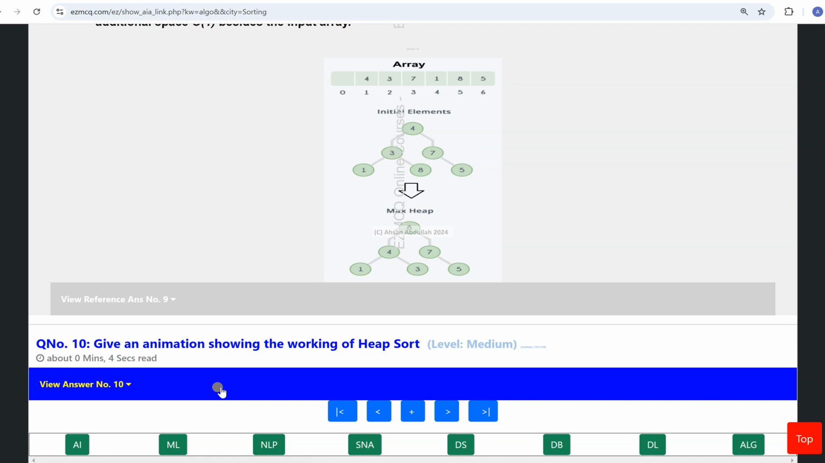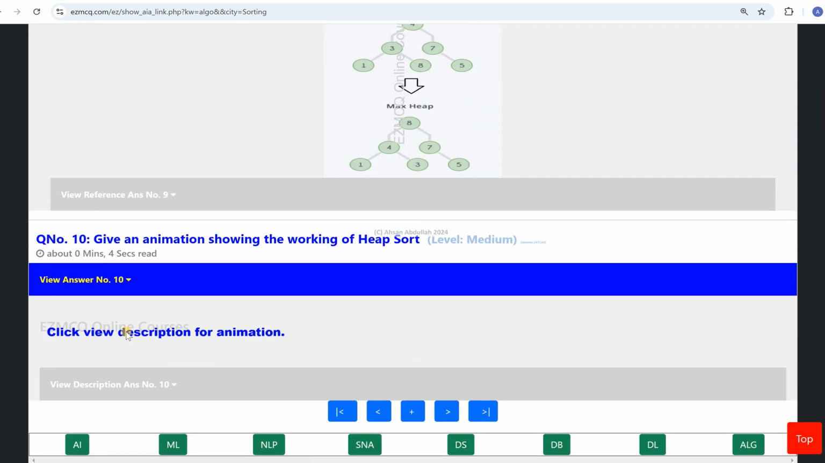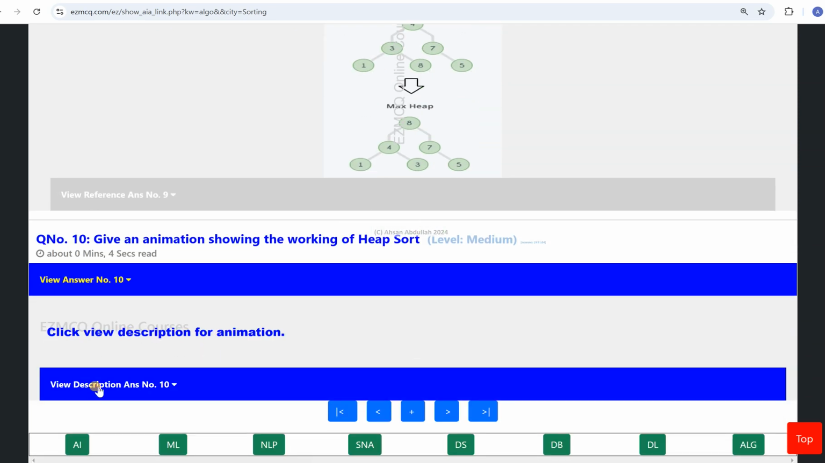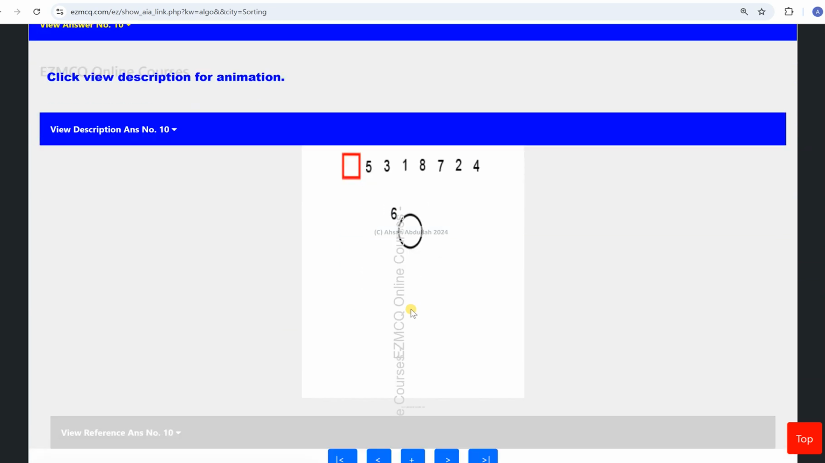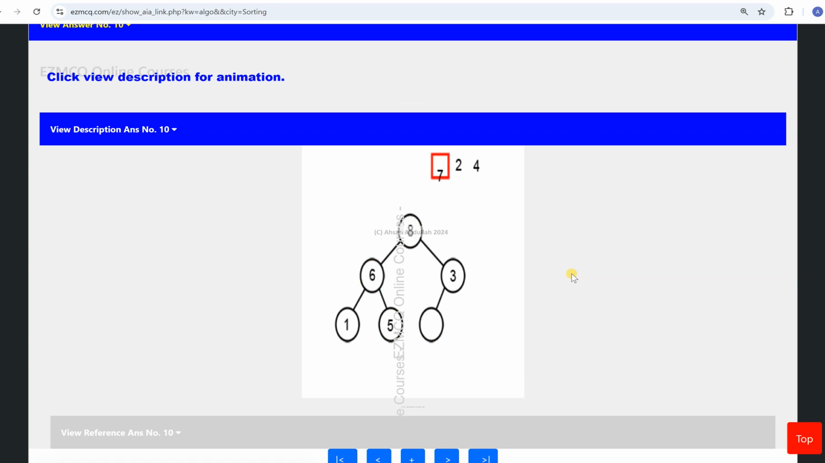So let's look at this animation. Click view description for the animation. So I click over here. Just look at it, and this is just what I explained. First of all, the tree is being generated, right? The tree is generated as the array is accessed, and then it is heapified. See that the parent is greater than both the left and the right child, which is shown as swap here.